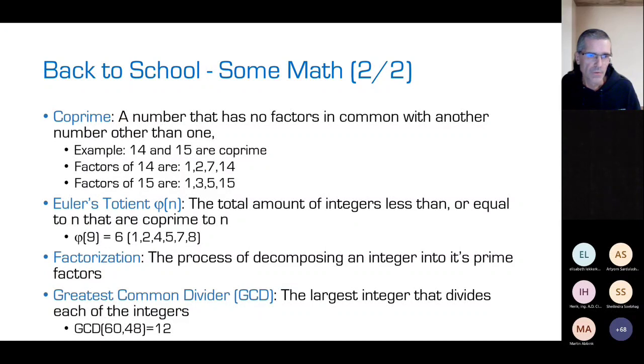Another is the Euler totient. The Euler totient is the total amount of integers less than or equal to n that are coprime to n. So here the Euler totient of 9 is equal to 6, and then between brackets you can see all the numbers that are coprime to 9.